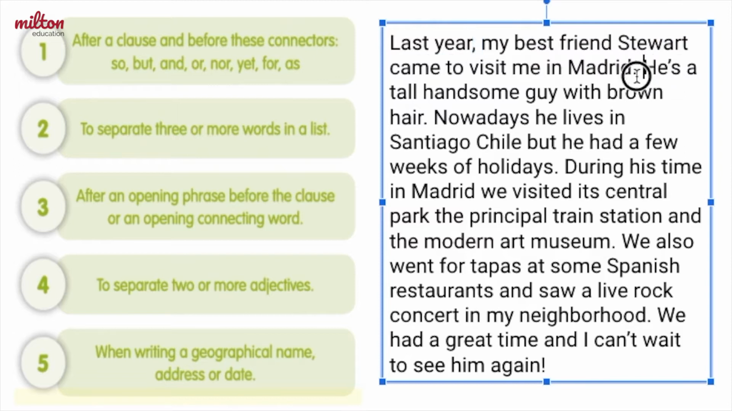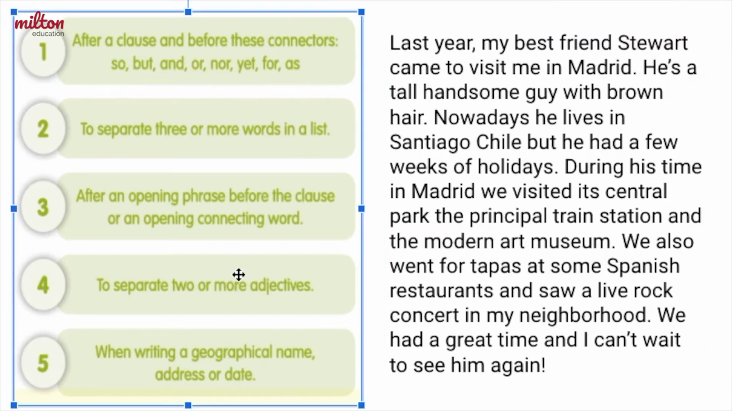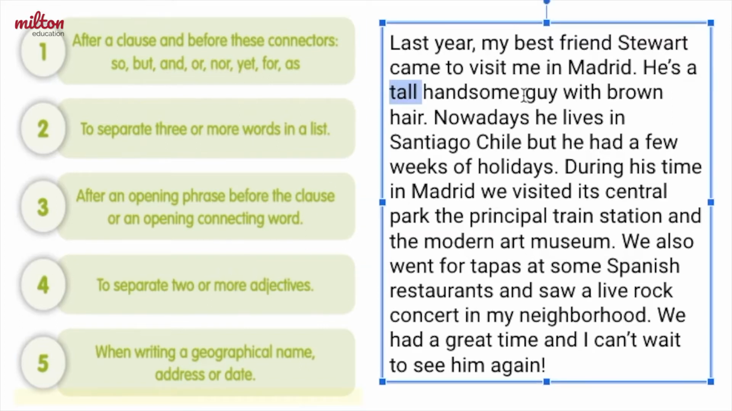Next sentence. He's a tall, handsome guy with brown hair. One of the other rules for commas is that we must use a comma to separate two or more adjectives. Tall and handsome are both adjectives, so here we need to put a comma.